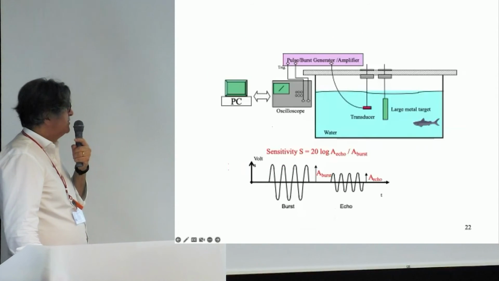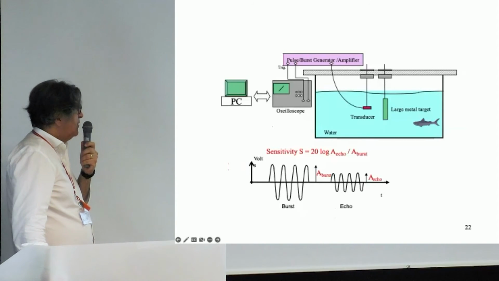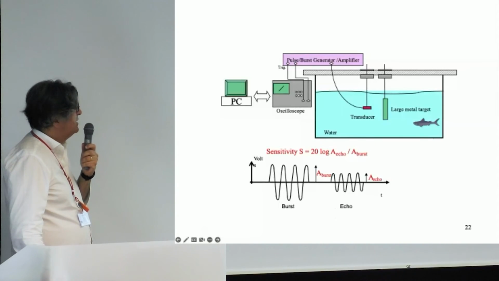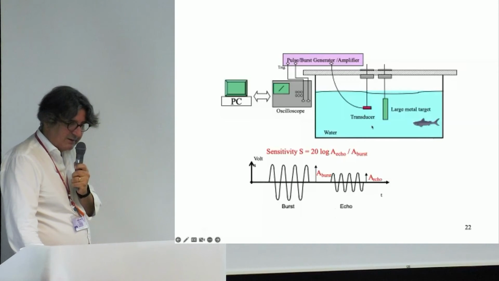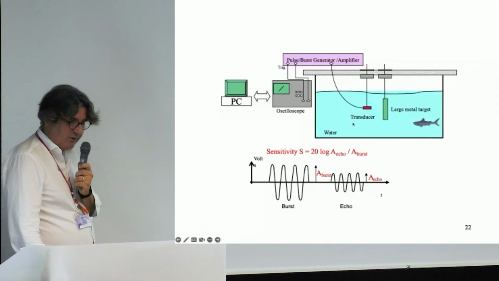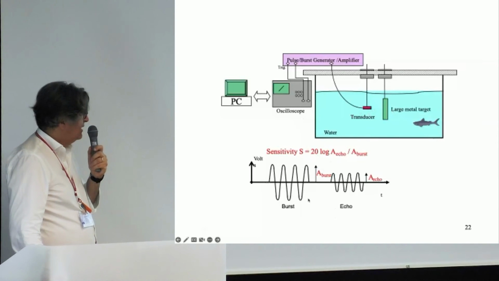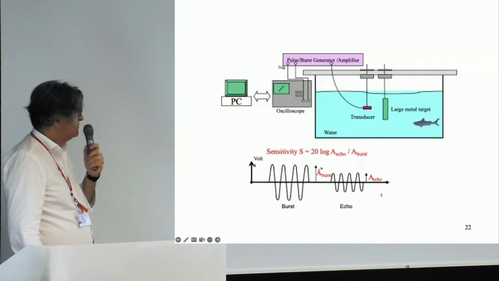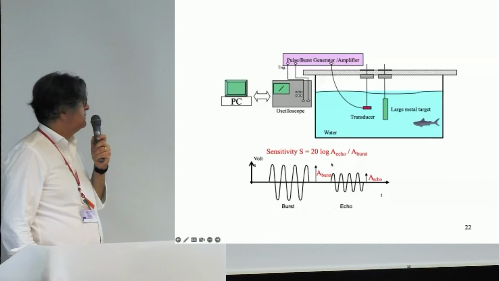And so how do you measure this? It's not very complicated. You have a generator, a pulse generator, and then you have a target, and you measure the pulse echo sensitivity as the ratio of the received amplitude at a given frequency to the excitation voltage. And this ratio gives you a value of sensitivity at a given frequency.